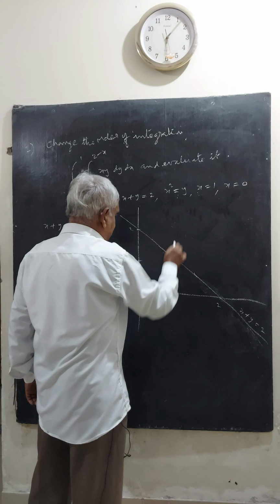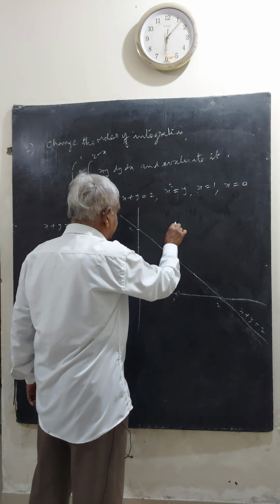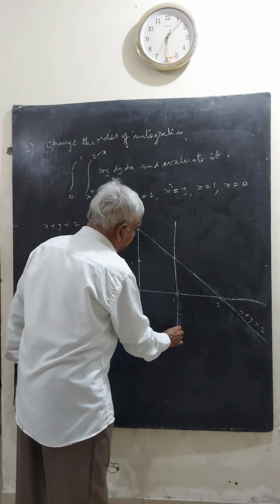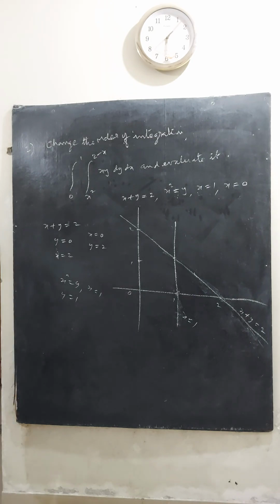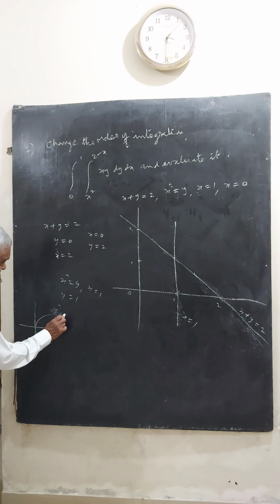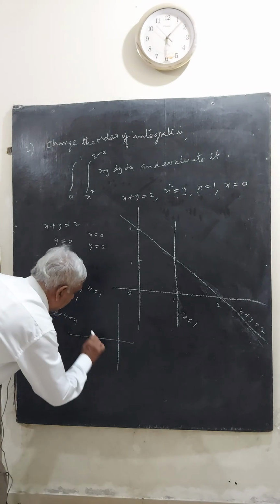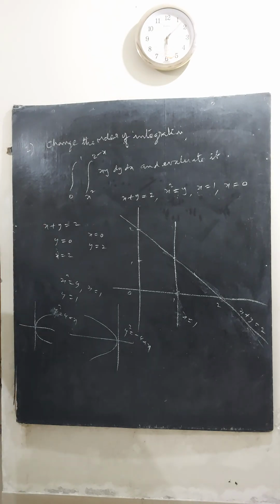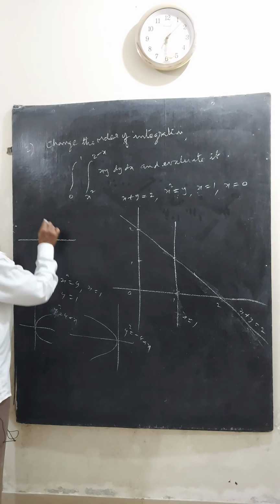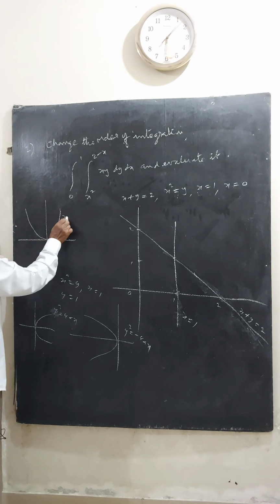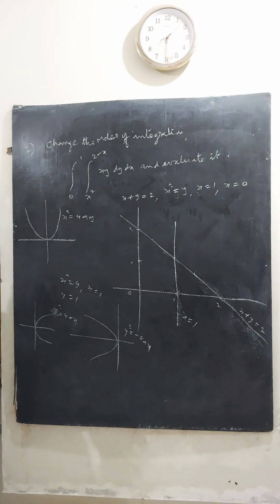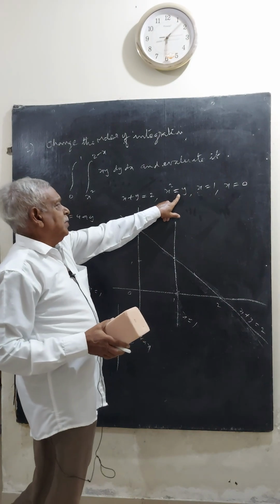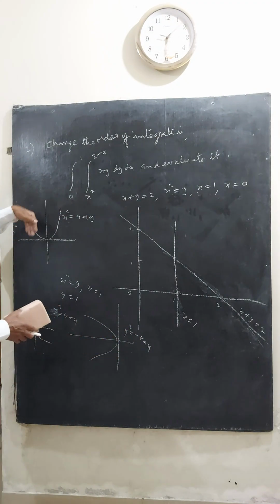This is the equation of the line x equal to 1. And this is the parabola. Shapes of the parabolas: this is y squared equal to 4ax. This shape is y squared equal to minus 4ax. This shape is x squared equal to 4ay, the upper open shape of the parabola.